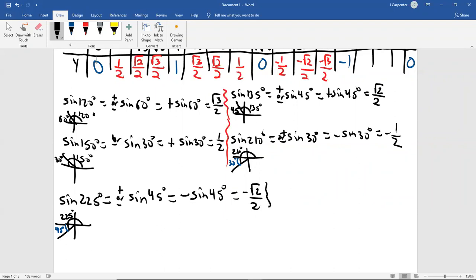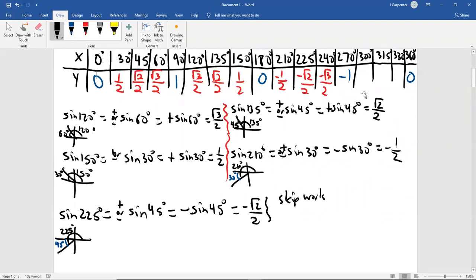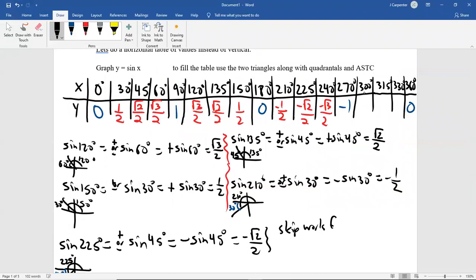So I'm going to skip the work for the 240 degrees. I would like you to prove that it is negative square root of 3 over 2 on your own time. That would be an excellent exercise for yourself. I'm not asking you to show me that. I'm just saying it would be good practice for yourself. But it will end up establishing that your reference angle ends up being 60 degrees. The sine of 60 degrees is square root of 3 over 2, but it'll be negative because you're in quadrant 3.